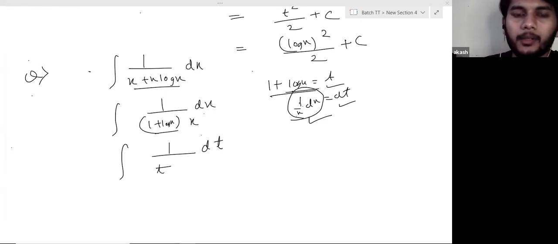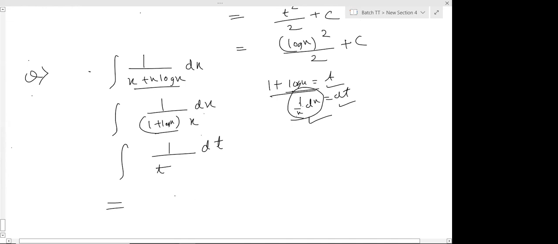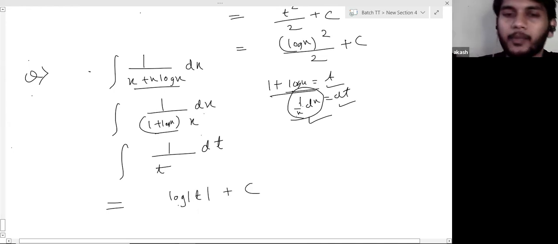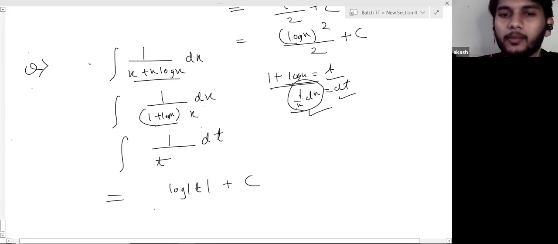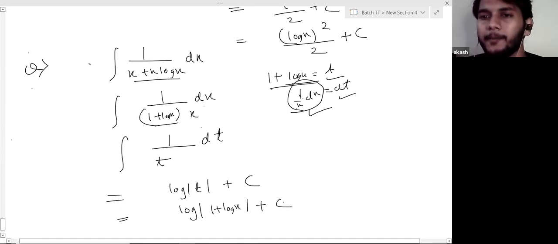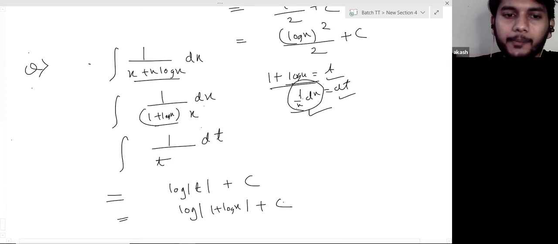So what is the integration of 1 upon t? Log modulus of t. Let's see. So again, the teacher doesn't know what t is, so we have to replace the value again. Log of modulus t is log modulus of 1 plus log x. Right? Yes, sir. Very simple. Please note it down, all of you. Tell me when you're done.